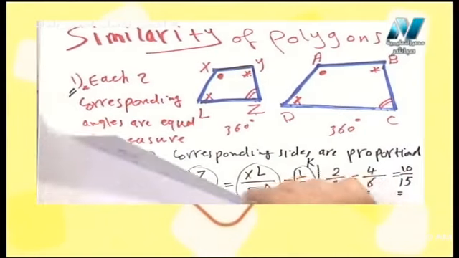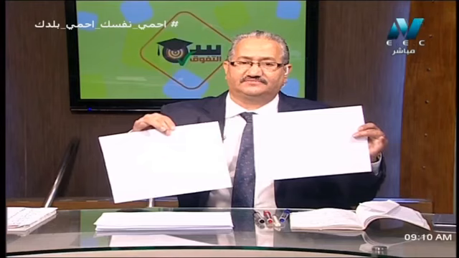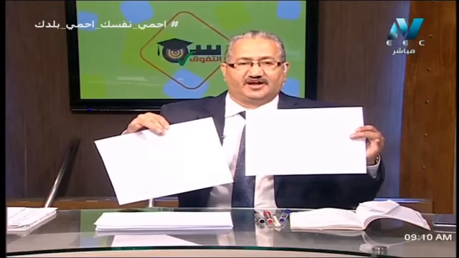We are going to the next page to make some revision about what we said today. We have two polygons like that. These two are rectangles, and each two corresponding angles are equal in measure, and each two corresponding sides are proportional. So of course they are similar.